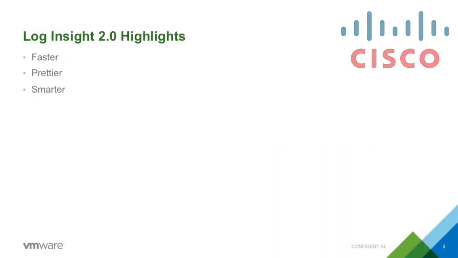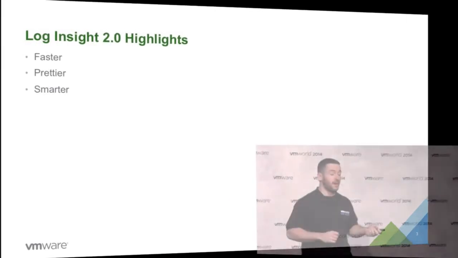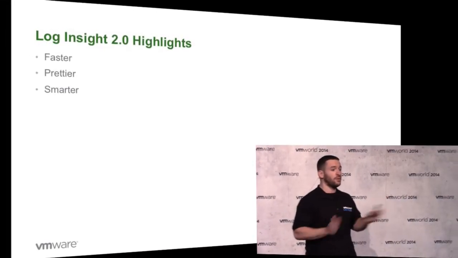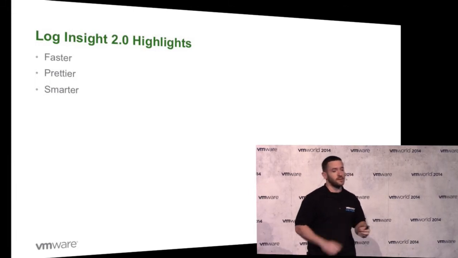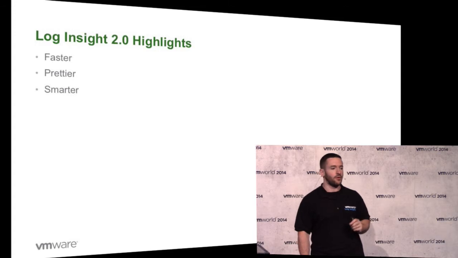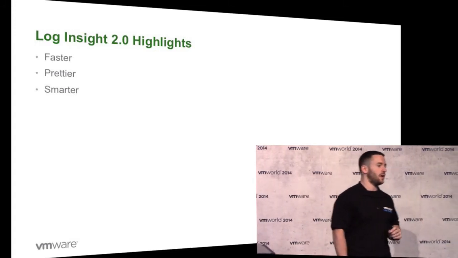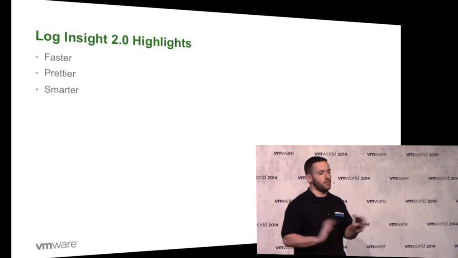So Log Insight 2.0, what were the highlights? Log Insight 2.0 came out in June of this year, so it's been out for 2 months. 1.0 was back in July of last year, so we've had 3 releases in just under a year, and we're busy working on the next version. There are already tech previews of that available. I'll talk a little bit about that towards the end, but I want to focus on what was new coming out with 2.0, and the 3 themes here were faster, prettier, smarter. That's what we want to focus on.